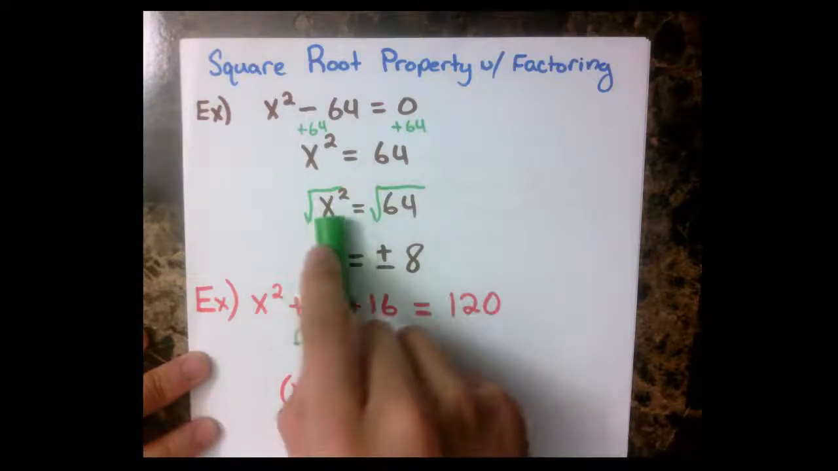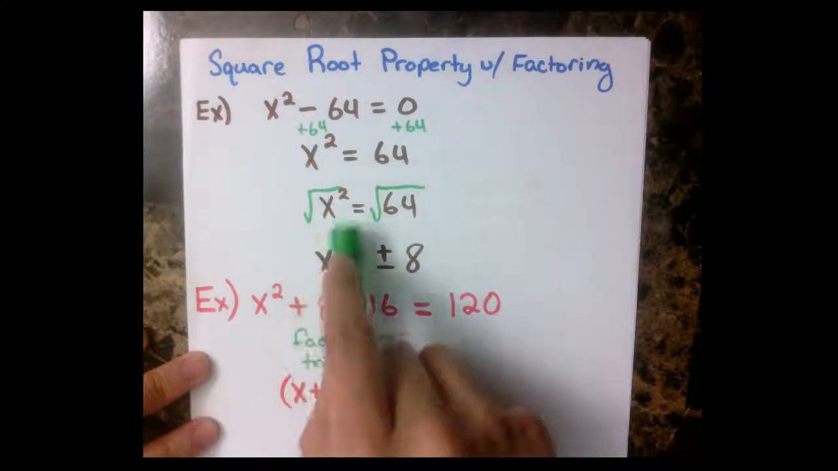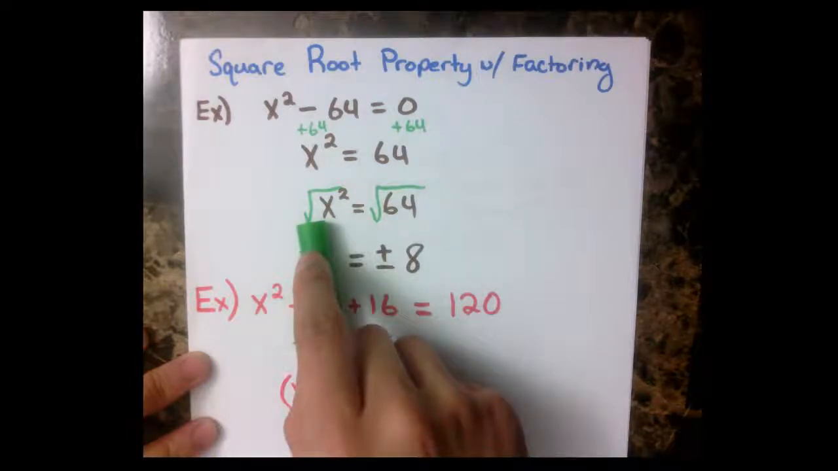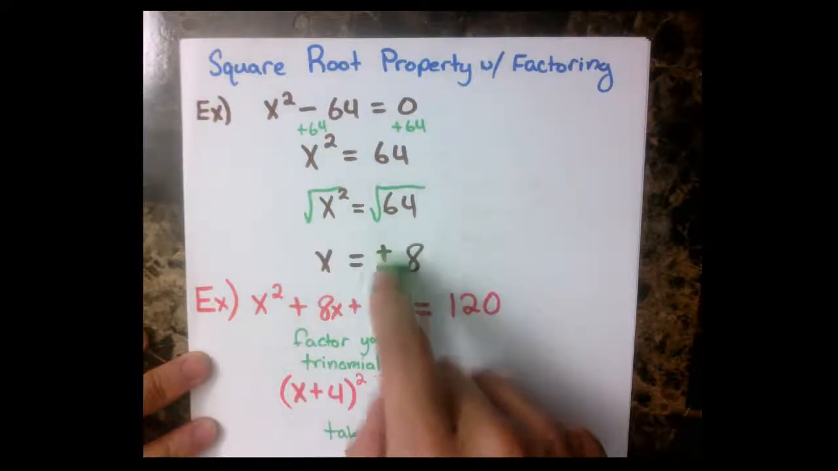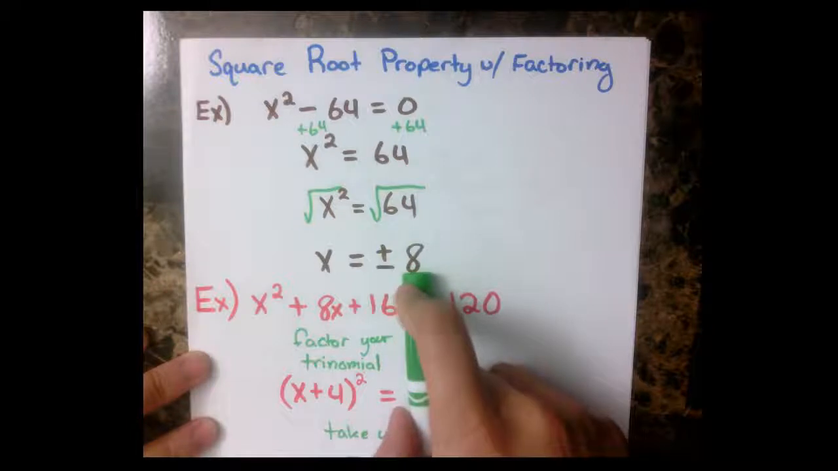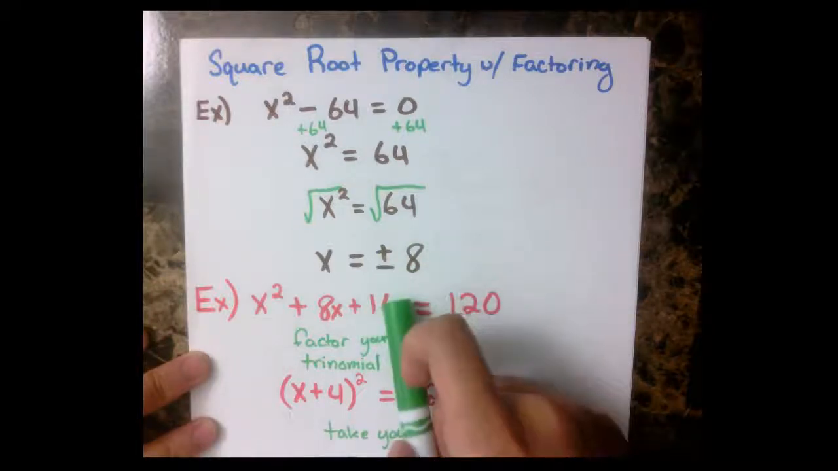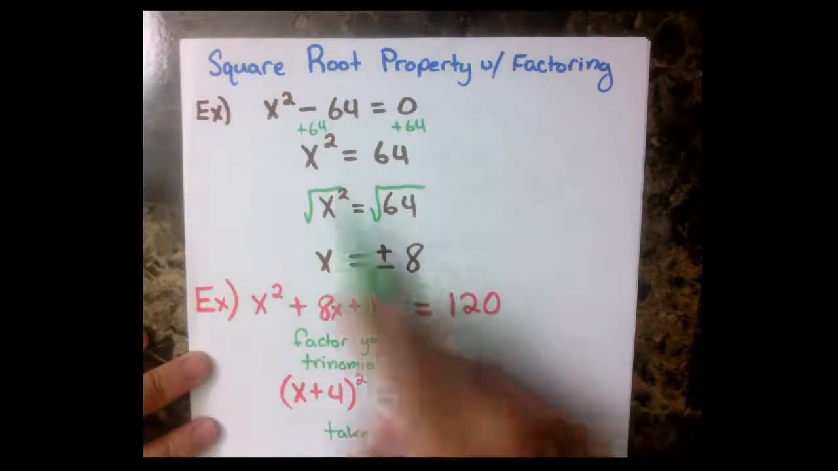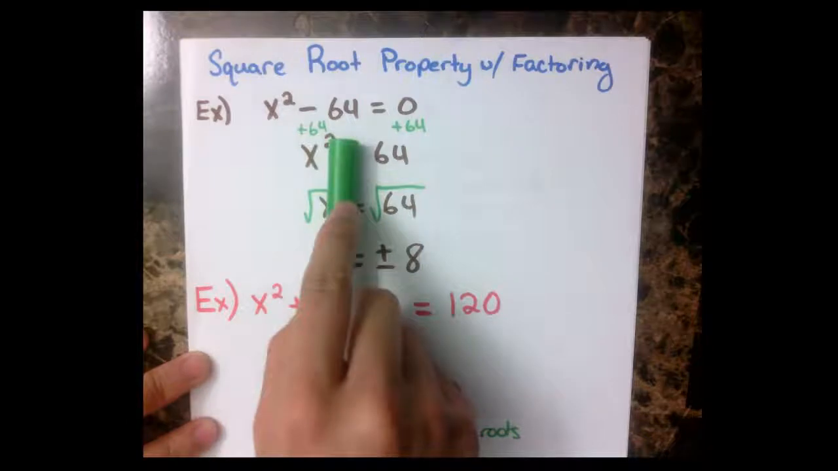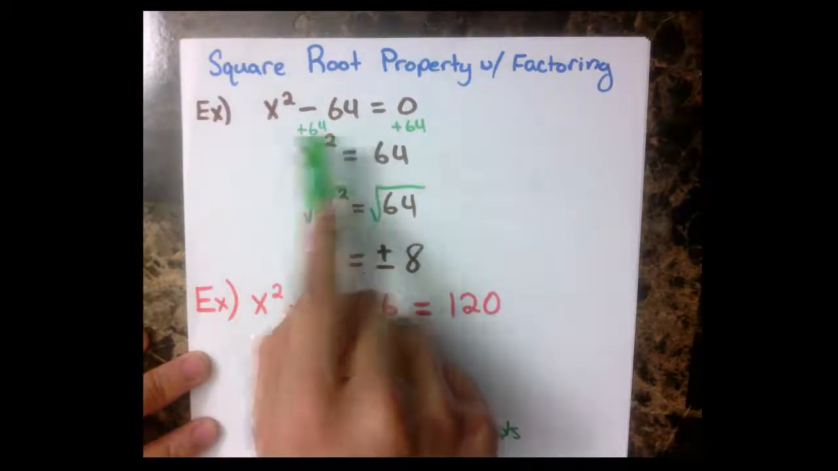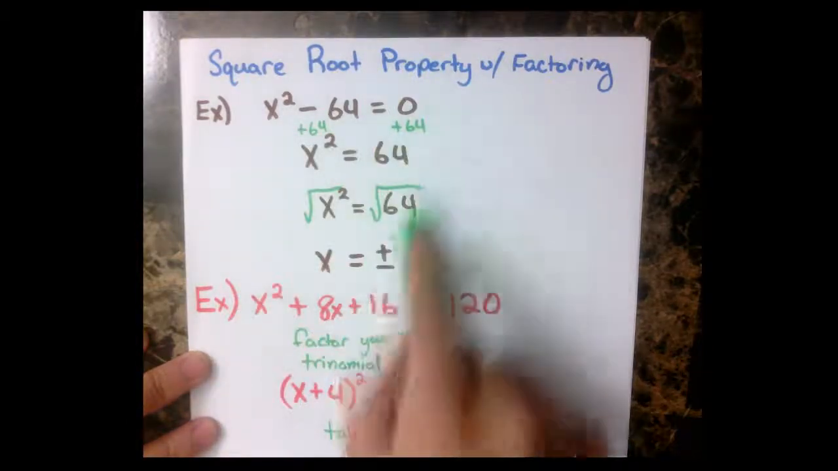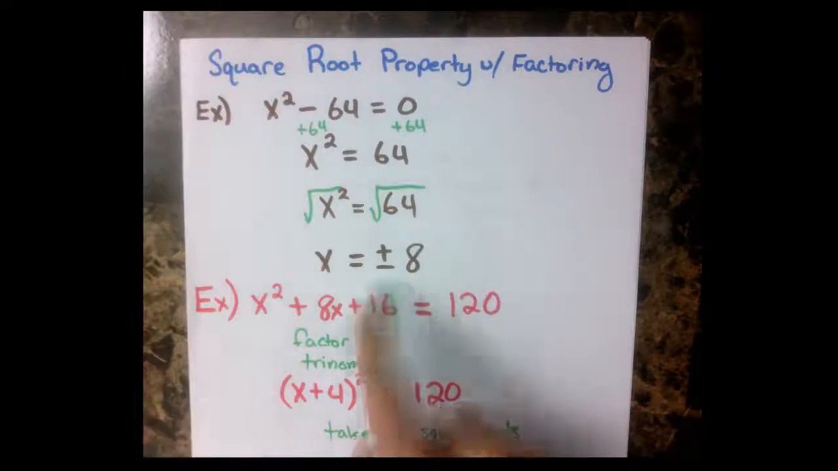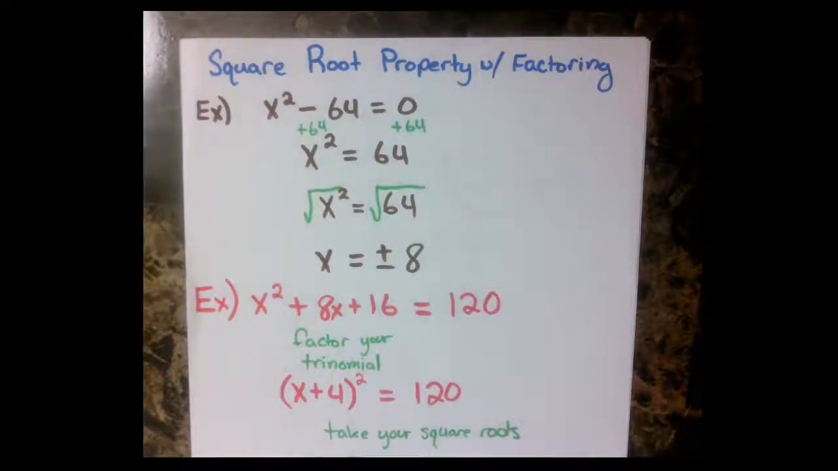Okay? The square root of x squared is just x. Remember, the squared and the square root cancel out. And the square root of 64 is not just 8, it's going to be plus or minus 8. Okay? That's the most basic of basic as it gets. It's just plus or minus 8. In fact, you already know this because you know that x squared minus 64 factored out is x plus 8 times x minus 8. Set them equal to 0 and you'd end up with the same answer. Okay. So that's square root property at its fundamental.